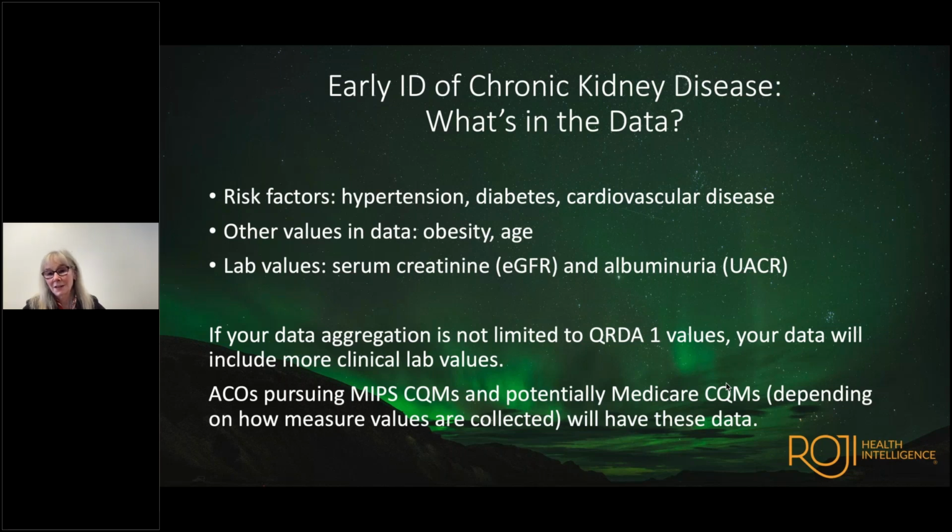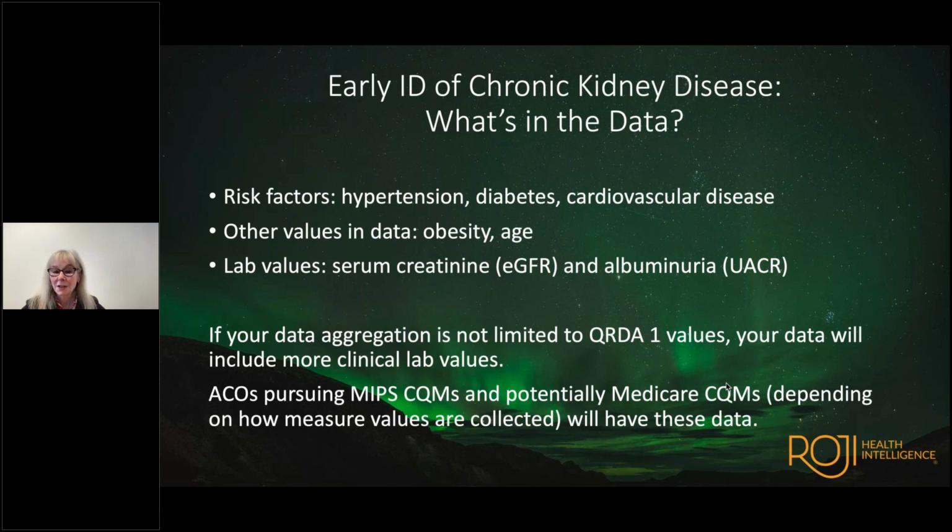And chronic kidney disease is one of those areas where there are already algorithms, AI defined, that can provide a mechanism to identify chronic kidney disease based on these indicators. Risk factors such as hypertension, diabetes, cardiovascular disease, obesity, age, and then, of course, the lab values. You would not be collecting these lab values if you are using a QRDA method and are simply doing ECQMs.